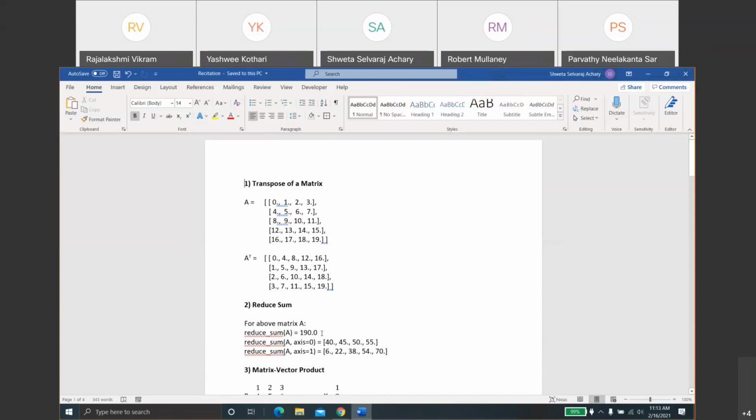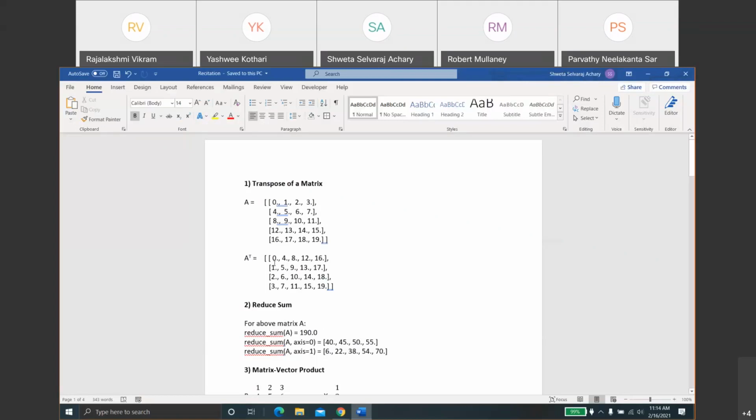Okay, so what if you want to keep at least one dimension the same, which means you want to keep either the number of rows the same, or the column dimension the same? Then you specify axis. So reduce sum across axis 0 means you will keep the column dimension intact. You will be reducing the row dimension.